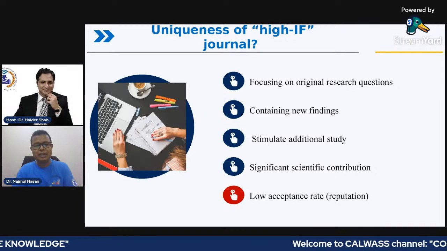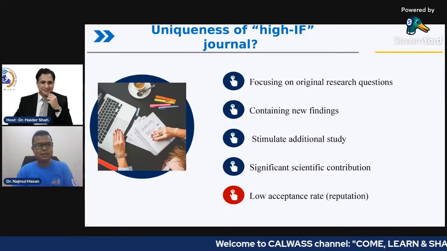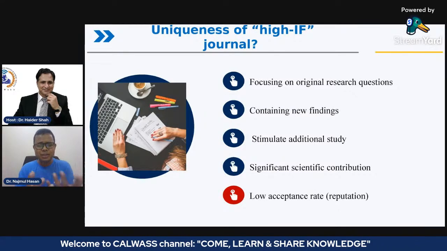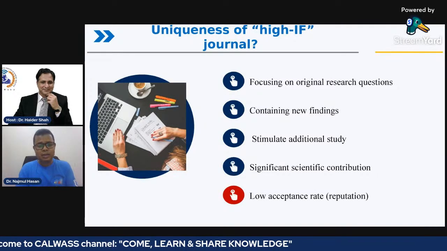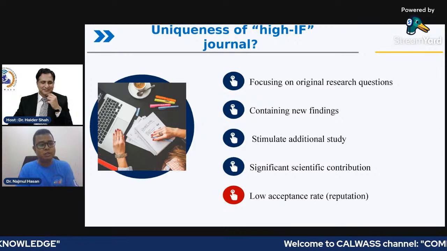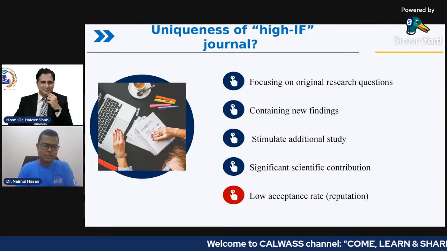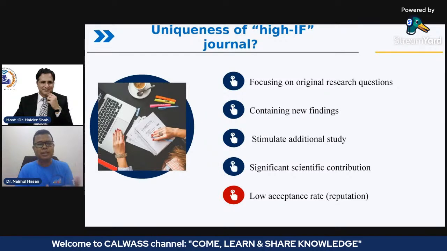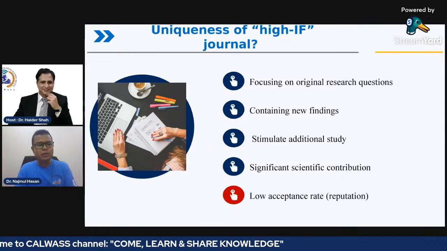The second point is a common question about containing new findings. What's new in your paper? A good impact factor or quality journal seeks what's new in your paper, what's new in your study, what's new in your research, whatever it is. Think about when you are presenting in your defense, I mean master's defense or PhD defense.